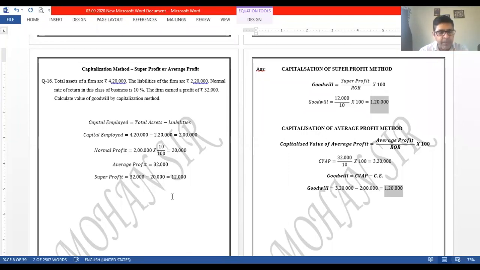When you talk about the capitalization of average profit method, I need to have capital employed with me. I need to have average profit with me. Both were there. Then the capitalized value of average profit. Okay, how do we get this? Average profit has to be capitalized.